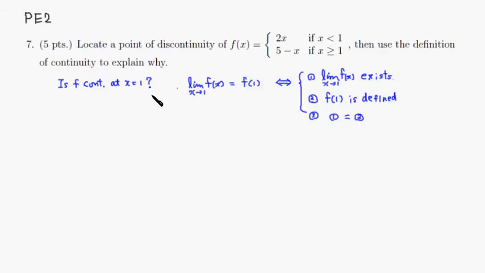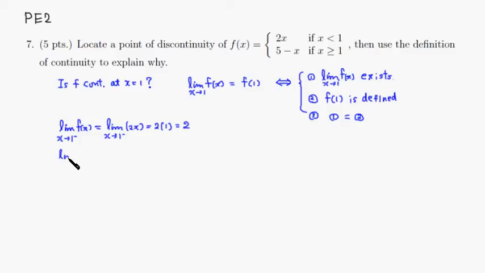Let's check the first one. In order to find the limit, we actually have to look at the one-sided limits first. So the limit of f of x as x approaches 1 from the left. Since it's approaching from the left, x is less than 1, so we have to use the top formula. So it's the limit as x approaches 1 from the left of 2x. Plugging in, we have 2 times 1, which is 2. So that's the left-hand limit.